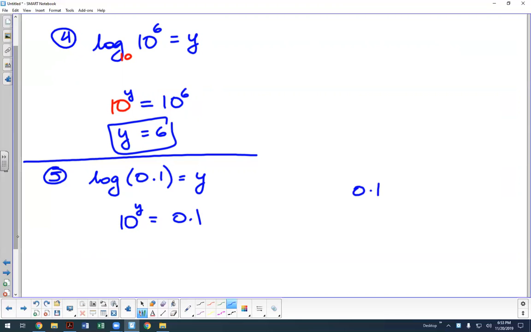0.1 is the same thing as 1/10, right? Because your 1 is in the tenths place, so that means you're dividing by 10. So 1 over 10, move this back into the numerator, so the exponent of that 10 will now end up becoming 10 to the negative 1. So rewriting this, it will be 10 to the negative 1, so y is negative 1. There you go.